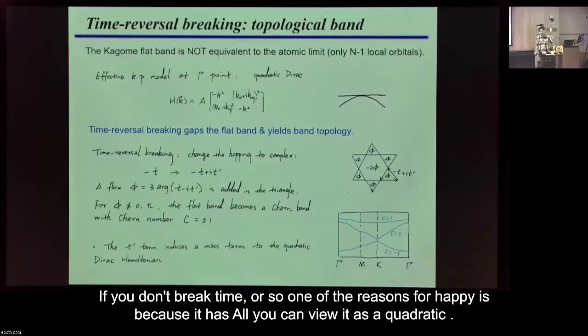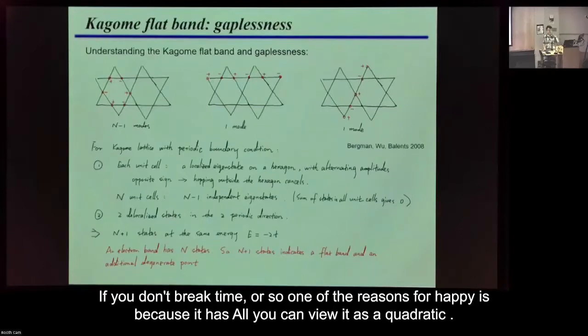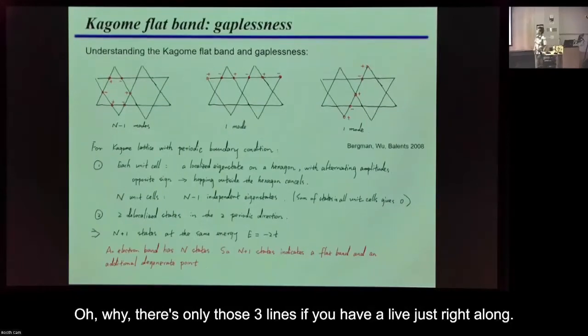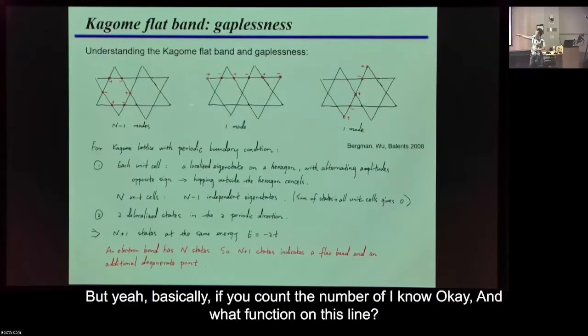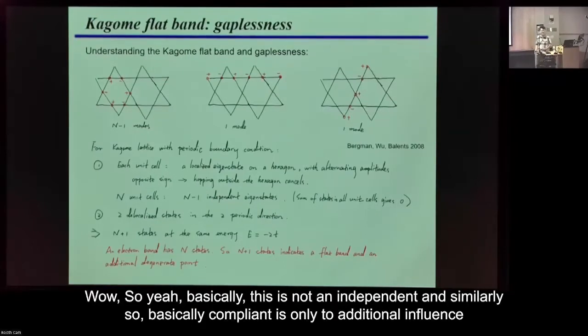Yeah. Can I go back one step? Why are there only those two lines? If you have a lattice of hexagons, you can probably shift the lines around. There are random lines. Yeah, very good question. I should explain. There's also another direction. Yeah, of course, you have three directions, but if you count the number of independent eigen wave functions, there are just two. Because if I write down another eigen wave function on this line, it's actually this wave function plus all these hexagons on this row. So this is not an independent eigen wave function. Similarly, you can find there are only two additional independent eigen wave functions.